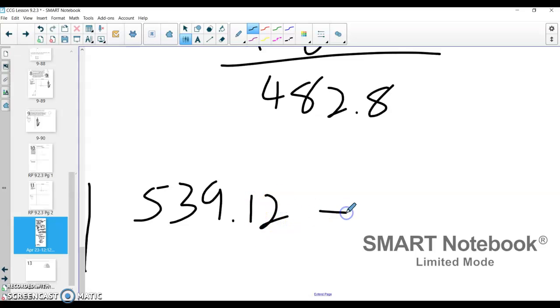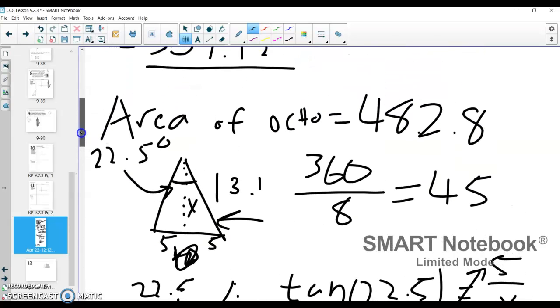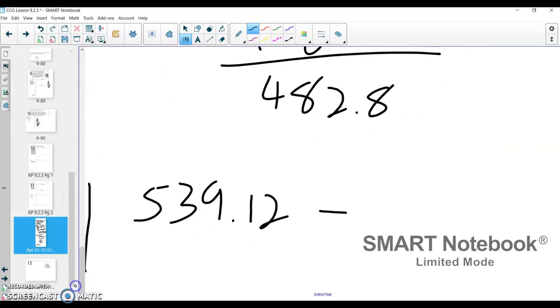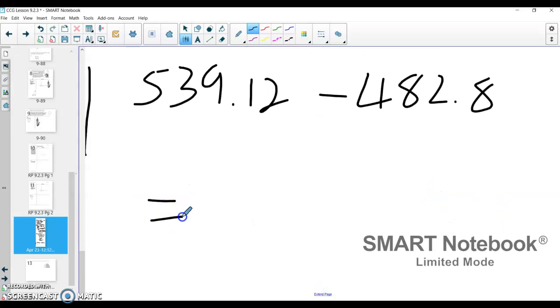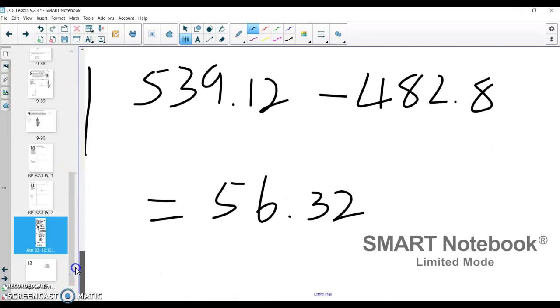539.12. We're going to subtract out the octagon area, which that area again was 482.8. And whatever I get when I subtract that is going to be my answer for this problem. 539.12 minus 482.8 gives me an area of 56.32. And I don't know, is this in inches? What is that? Feet. So that's feet squared because it's an area.